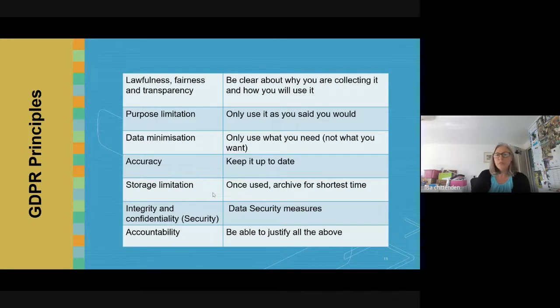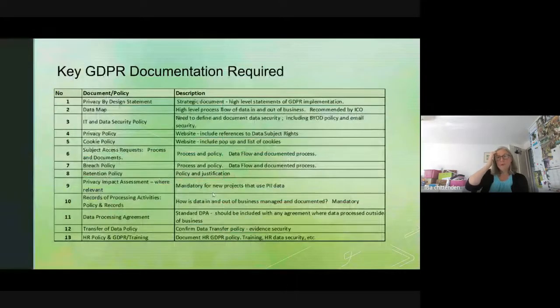Integrity and confidentiality, data security. We all know about that. And accountability, to be able to justify all of the above. And that comes in the form of the next slide, Lorna. Don't want to frighten you, but there is a bunch of mandatory documentation that they ask for. I'm not going to go into it, but about half of those are mandatory. If your organization doesn't have those and cannot evidence that you're looking after the data, they will get very cross. So is somebody in your business worrying about that? They probably ought to be.